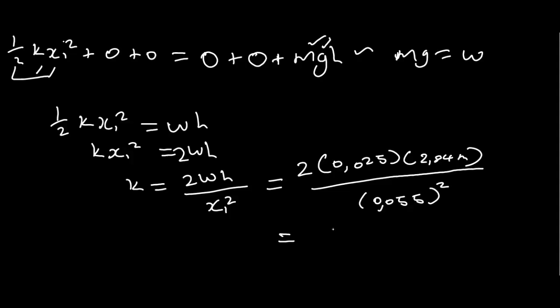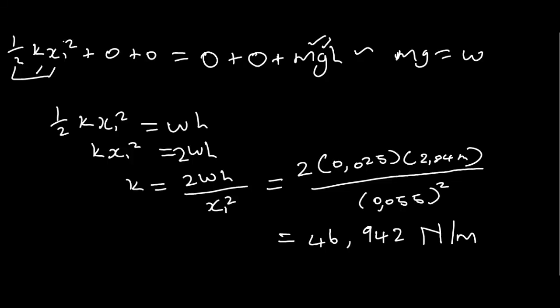So our answer from the calculator is going to be 46.942. Remember, Newton per meter. So from that point, now we're done. So we're going to face the next question.